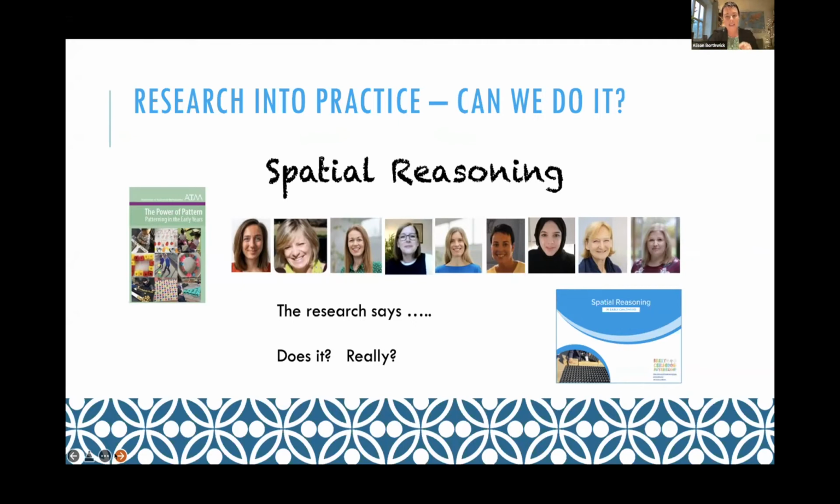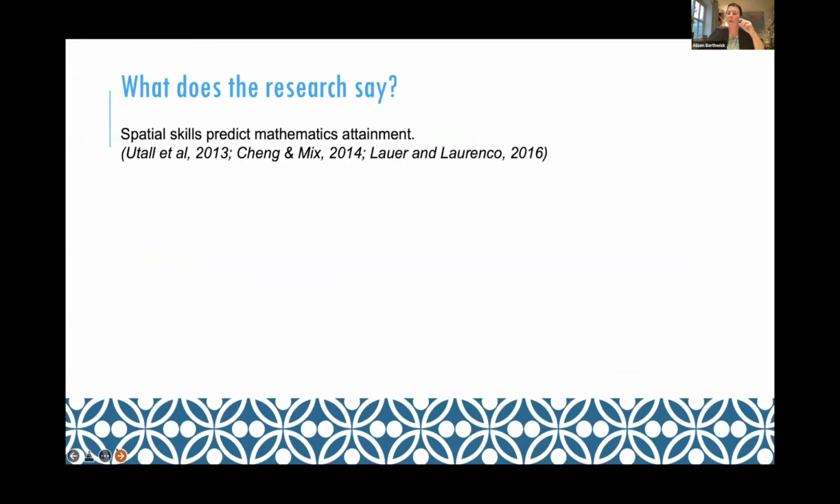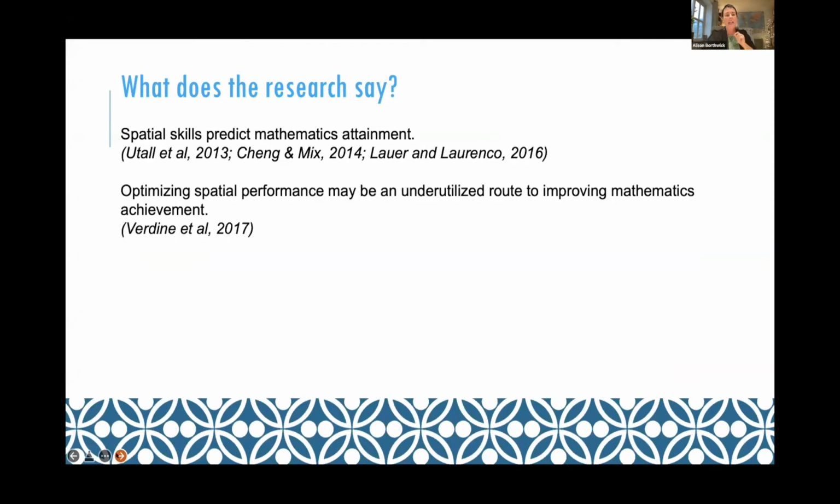But what did the research say? Now, this is a tiny, tiny snippet, so maybe you'll see the bits that I was reading that made me interested. First of all, we keep hearing that spatial skills predict maths attainment. Really? Is that possible? Because if it is, why aren't we doing it? That made me stop and think. I thought, oh, okay, you've got my interest.